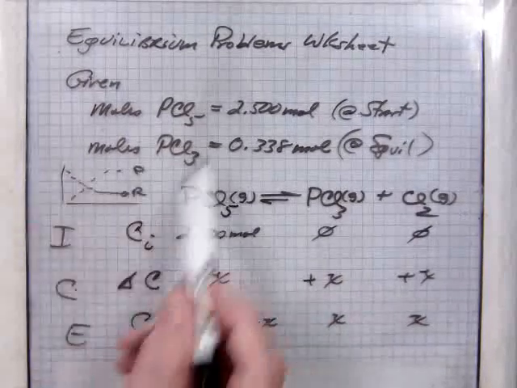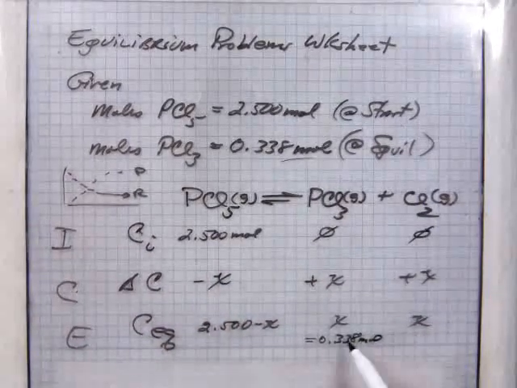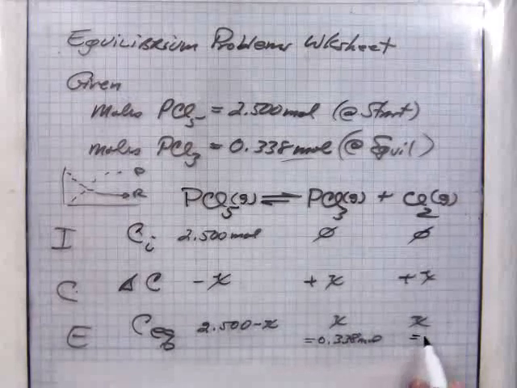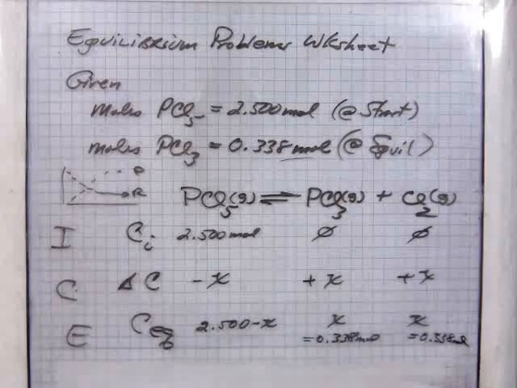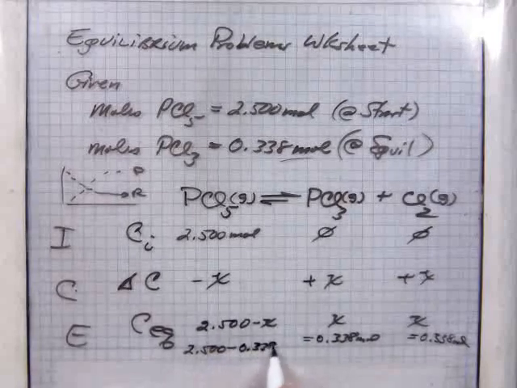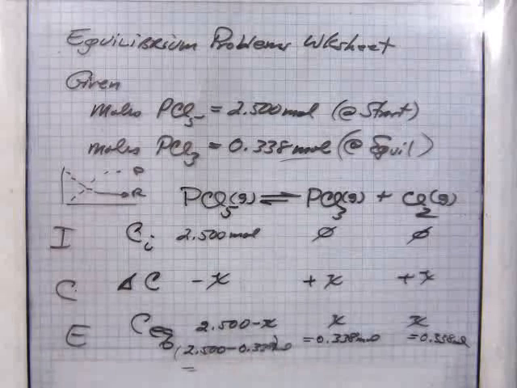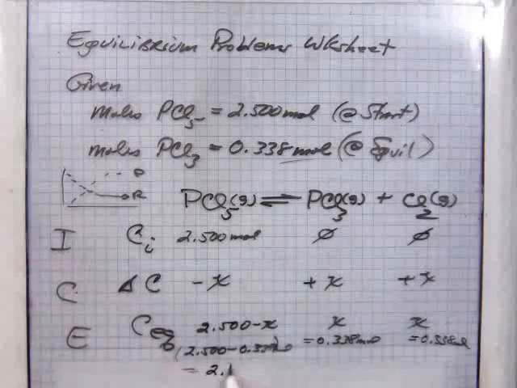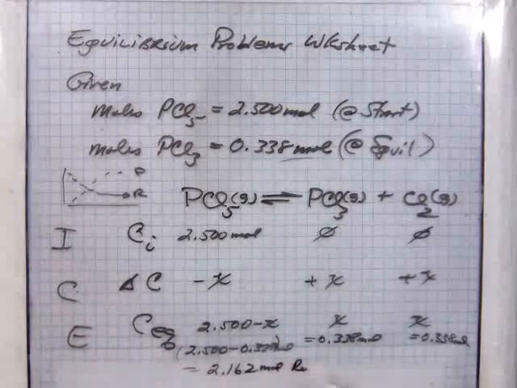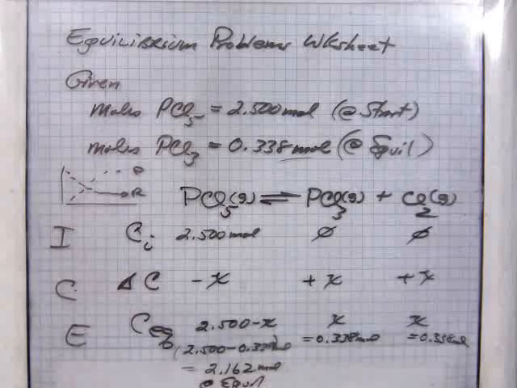Now they gave us PCl3 at equilibrium, which is equal to 0.338 mole. So now you can extend that, knowing that one given. This one's also 0.338 mole. Now, here is 2.500 minus 0.338 mole, like that. That's 2.162 mole remaining at equilibrium. So that's a technique used widely in the study and working of equilibrium problems.